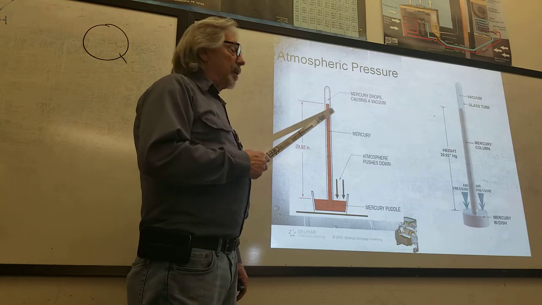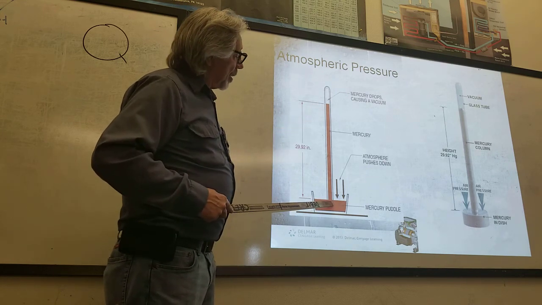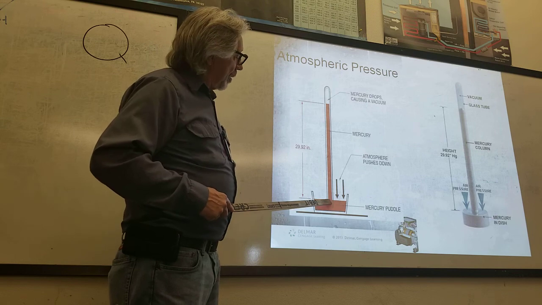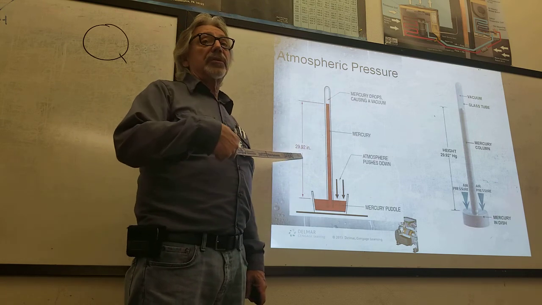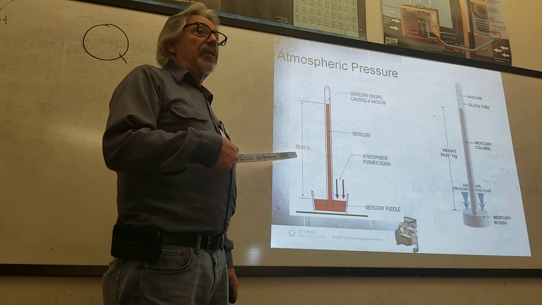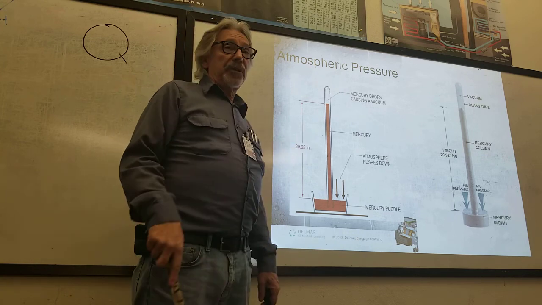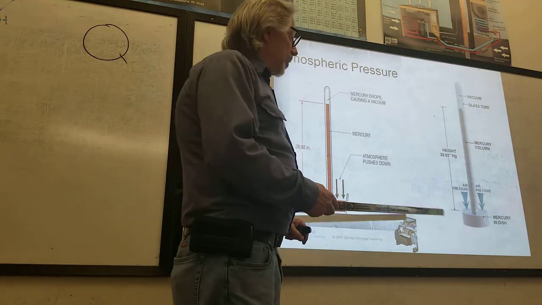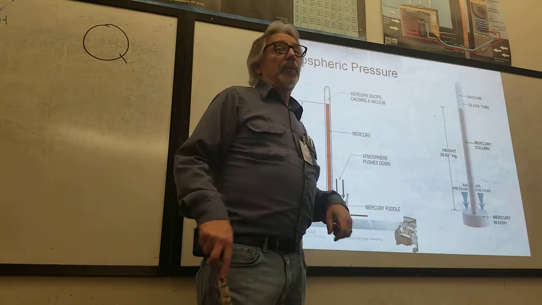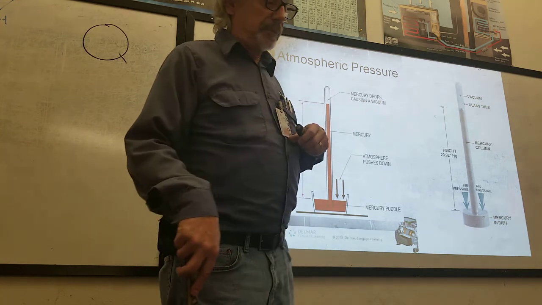And for standard condition, this measurement from here to here is 29.92 inches of mercury. That's standard atmospheric barometric pressure. So it's just another pressure measuring device that we use to measure barometric pressure or atmospheric pressure.